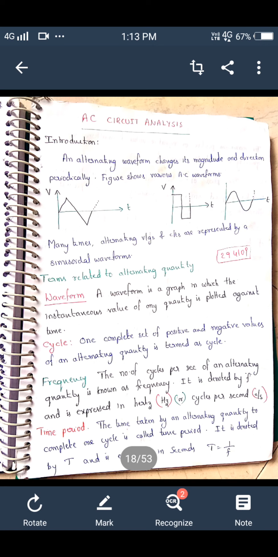Now here, the basic definition for an AC circuit, meaning AC signal. So from now onwards, AC voltage source or current source, I can use the word signal. An AC signal means it varies with respect to time. Alternating quantities vary in magnitude with respect to time.